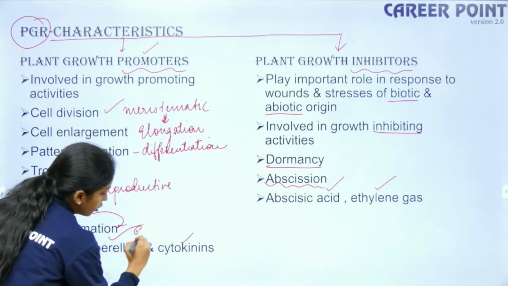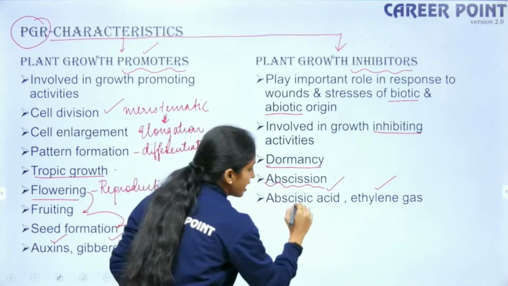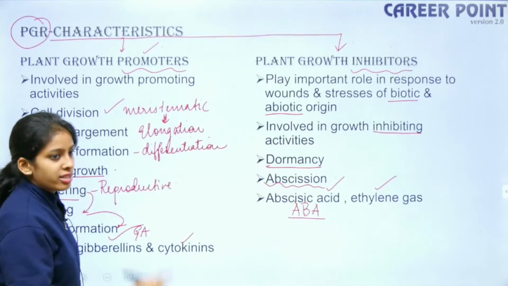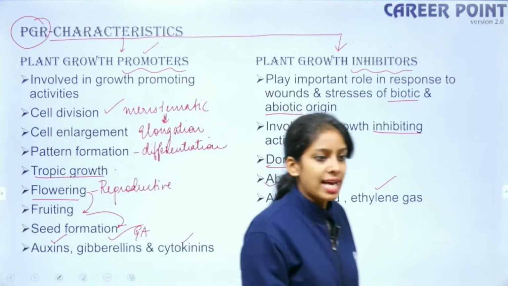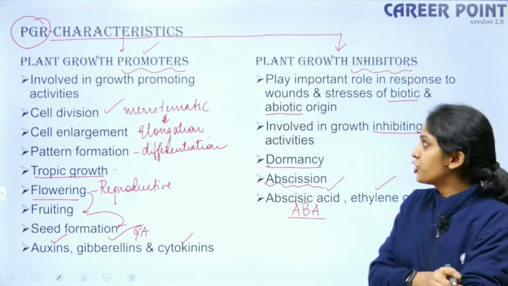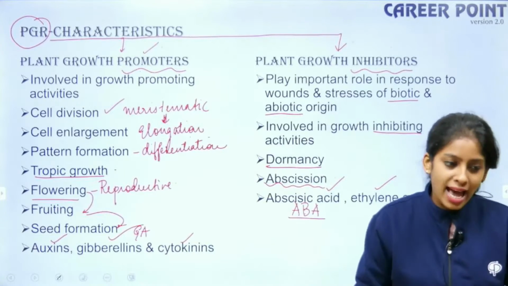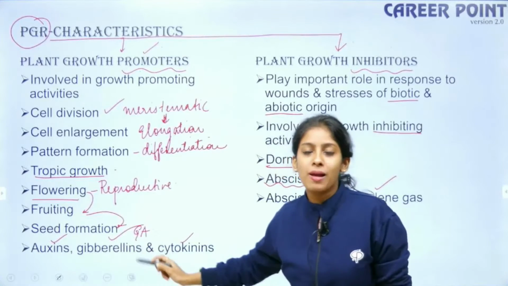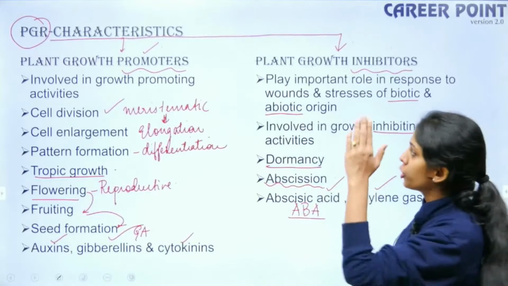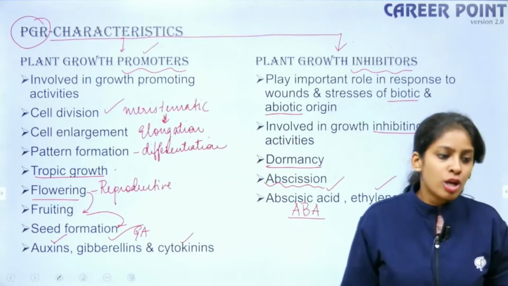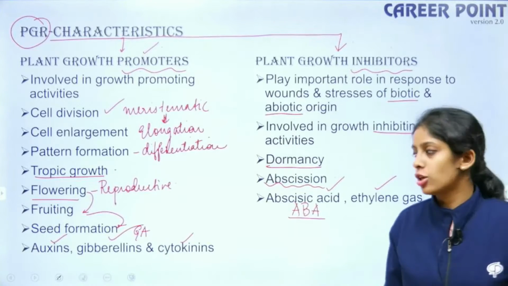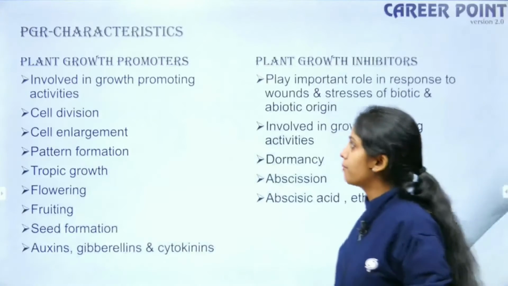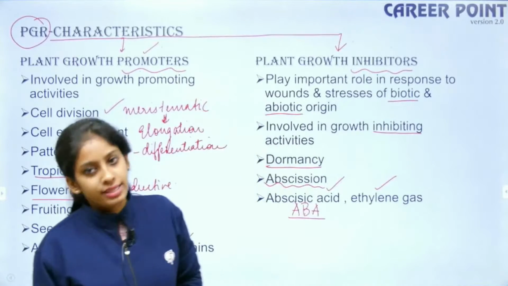Gibberellin is denoted as GA and abscisic acid is denoted as ABA. Right? Did you understand the difference between the 2? Yes, you're absolutely right. Is this clear? Yes, no doubts. In the next class, we will talk about these 5 plant growth promoters as well as inhibitors. With that, we will end the last lecture of this chapter. Discovery and the plant growth inhibitors and promoters we will start in the next class.